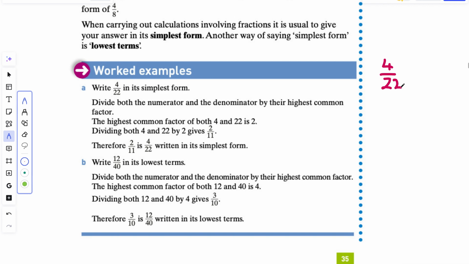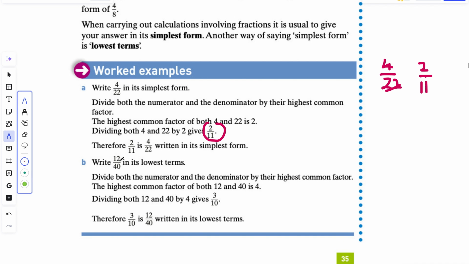For example, 2 can go into 4. 4 divided by 2, you get 2. 22 divided by 2, you get 11. So this one, you can no longer divide with the same number. So the simplest form, this will become 2 over 11. Is that okay in the simplest form?